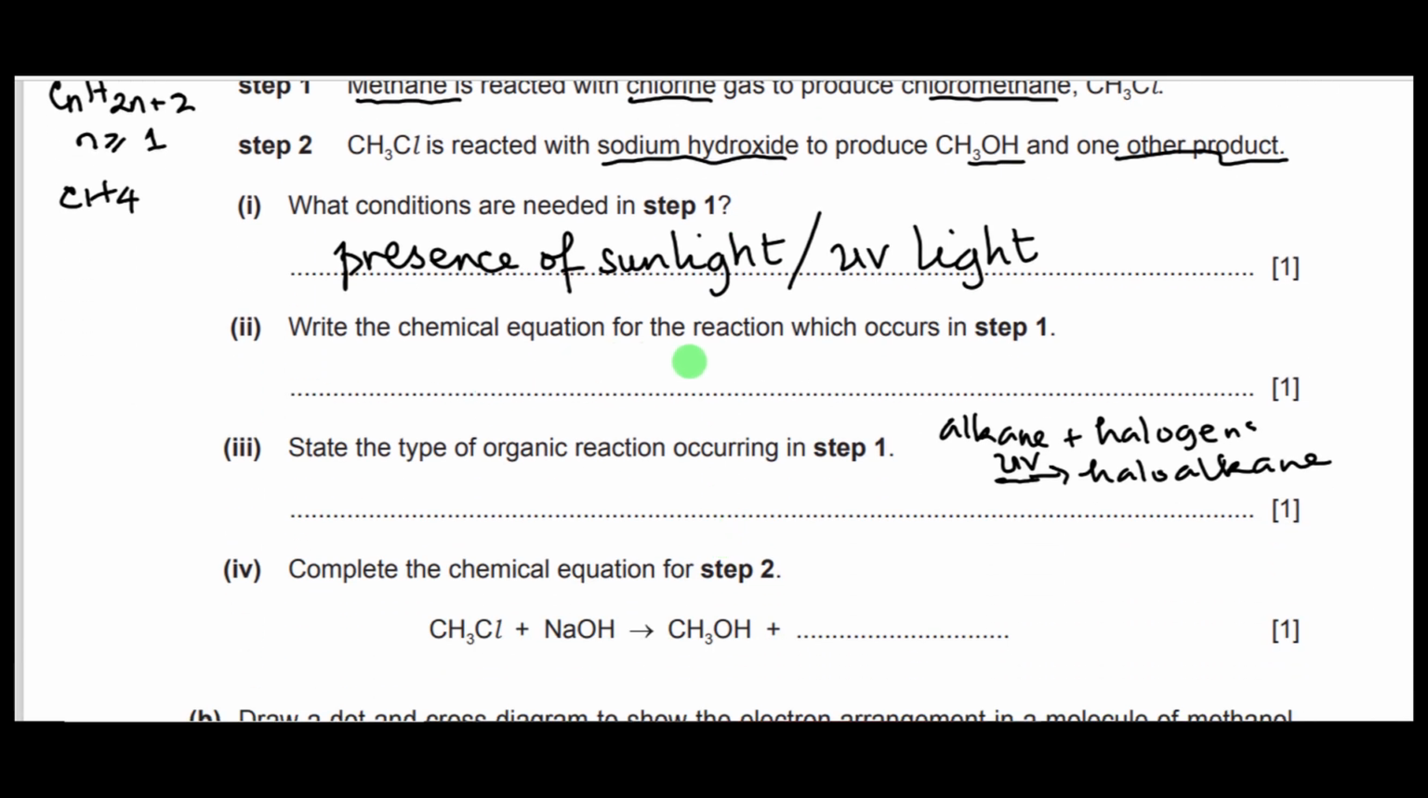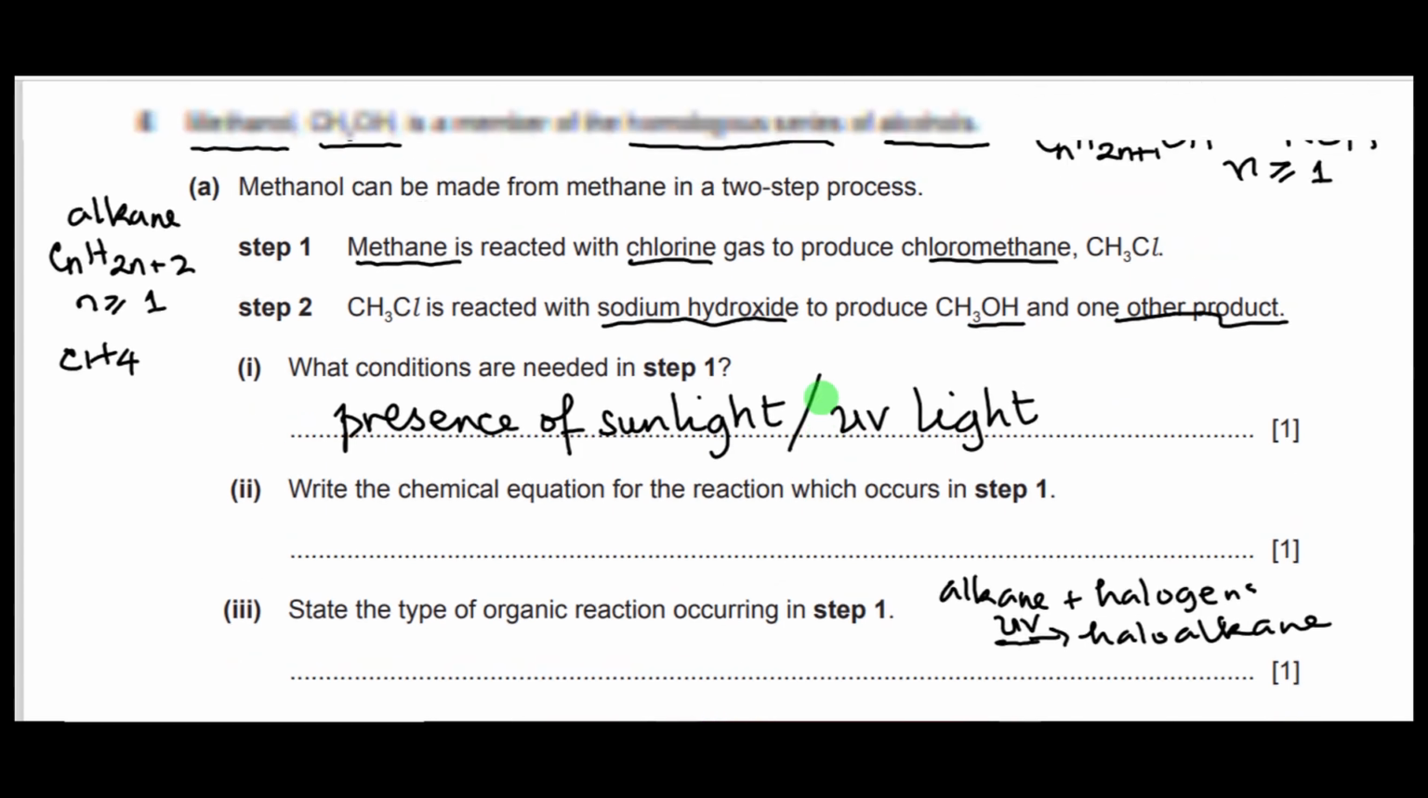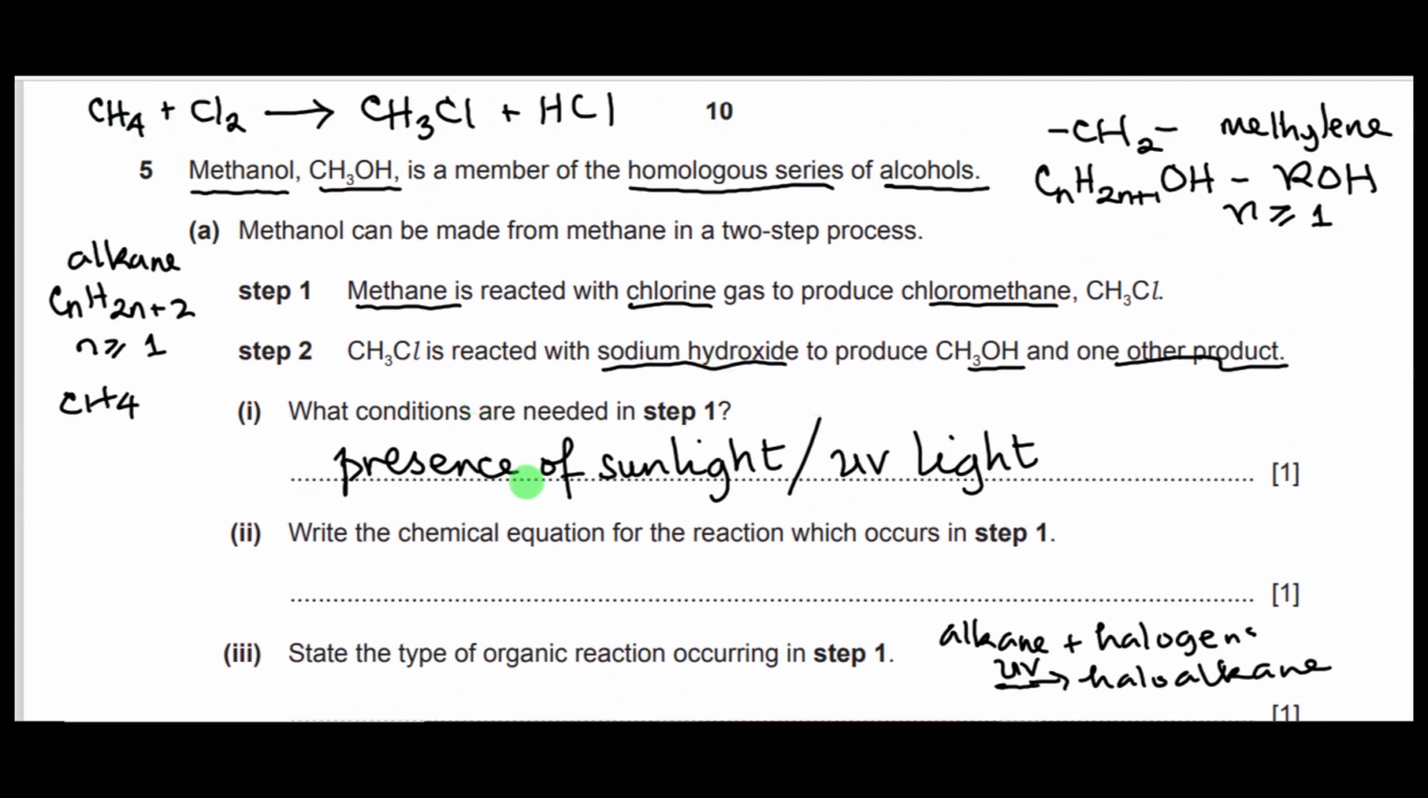Write the chemical equation for the reaction which occurs in step 1. That's what we did here. CH4 plus Cl2 to give us CH3Cl plus HCl. Now this HCl is a gas. It's a gas, not an acid, not hydrochloric acid. It's hydrogen chloride gas.